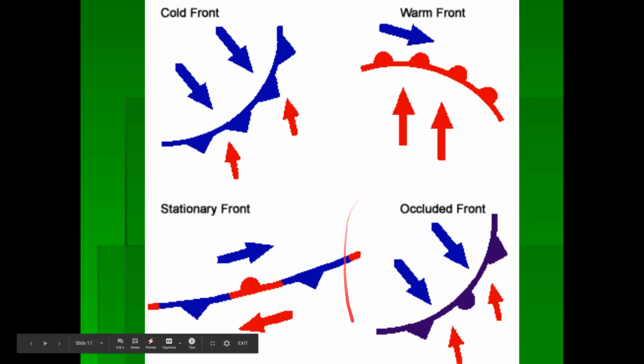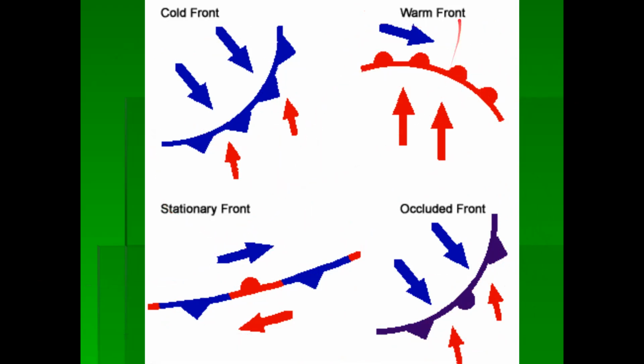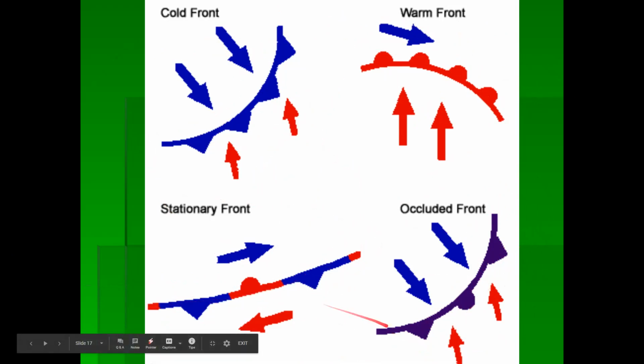Then we have the occluded front. If it's in color, it'll be a purple line, but you can also tell because it has both triangles and semicircles in the same direction. So that's how you know it's an occluded front. You might see these lines run together because all along the front, there might be different things happening at different points. So you might have a cold front that turns occluded, or a cold front that turns stationary somewhere else along that line. So you're going to see these used a lot together.